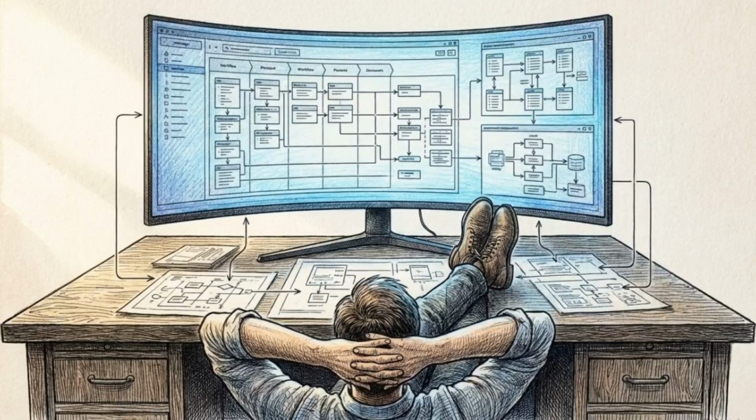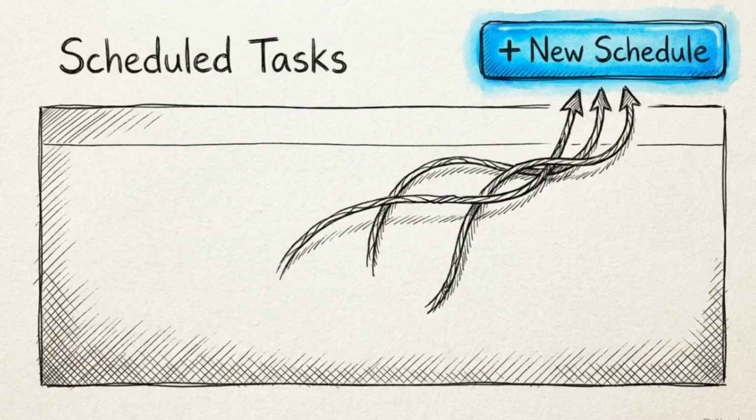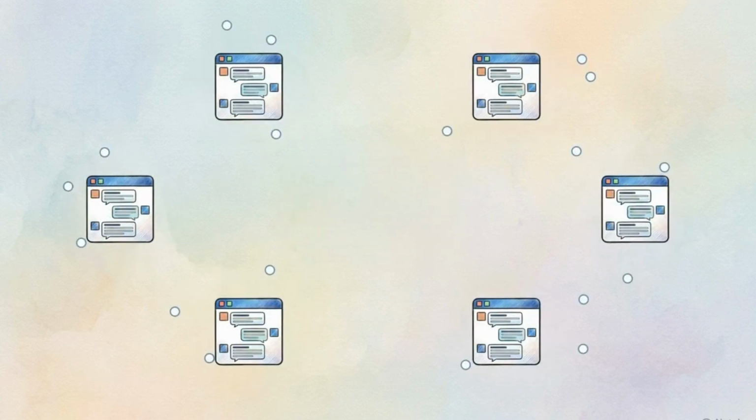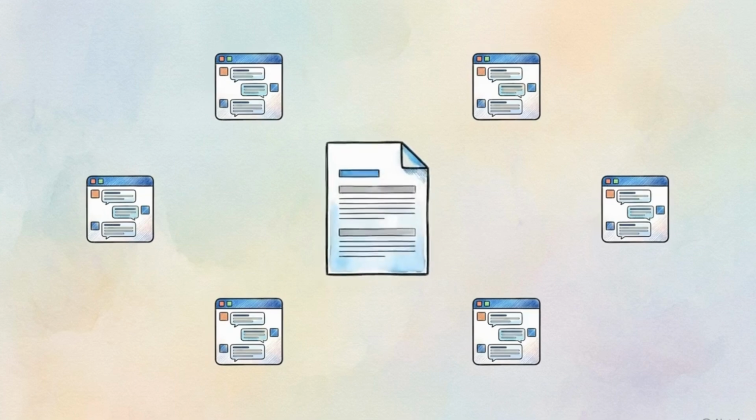We can also establish autonomous routines. Using the scheduling tool, we can set up a recurring daily morning task for the AI agent. We configure the parameters. Every day at 9 a.m., the agent scans external forums for competitor app feedback and compiles those data nodes into a summary for us to review.